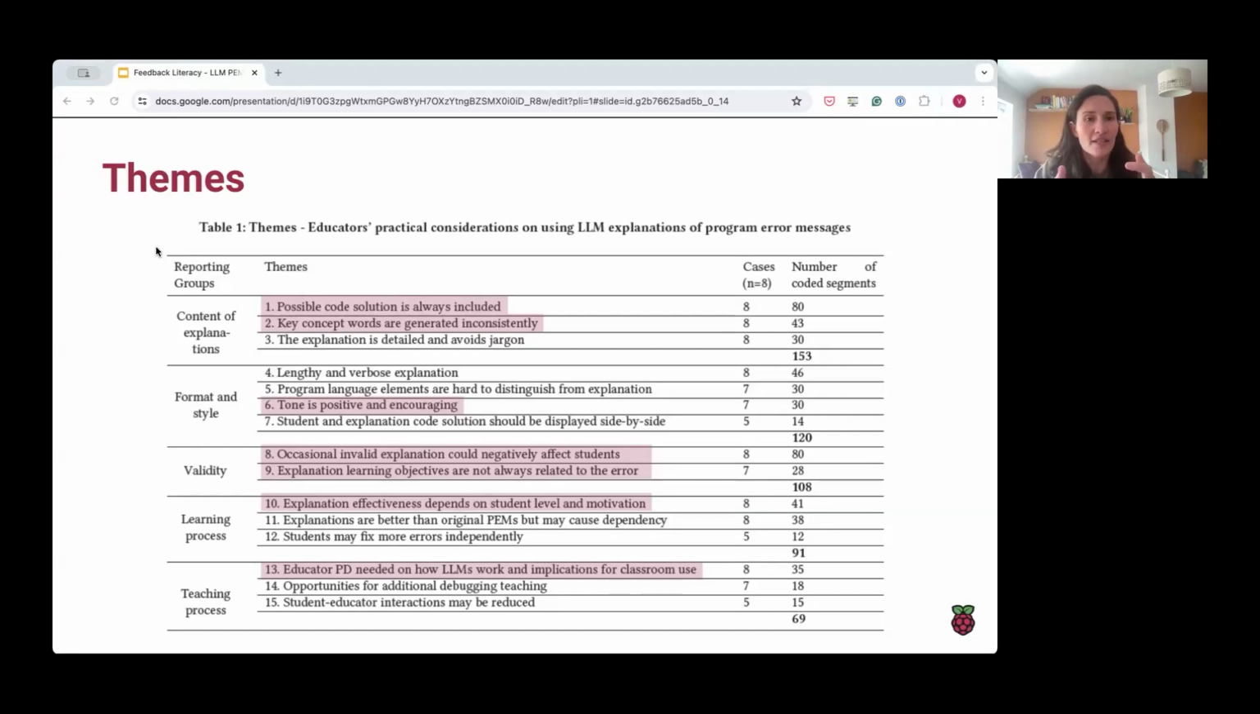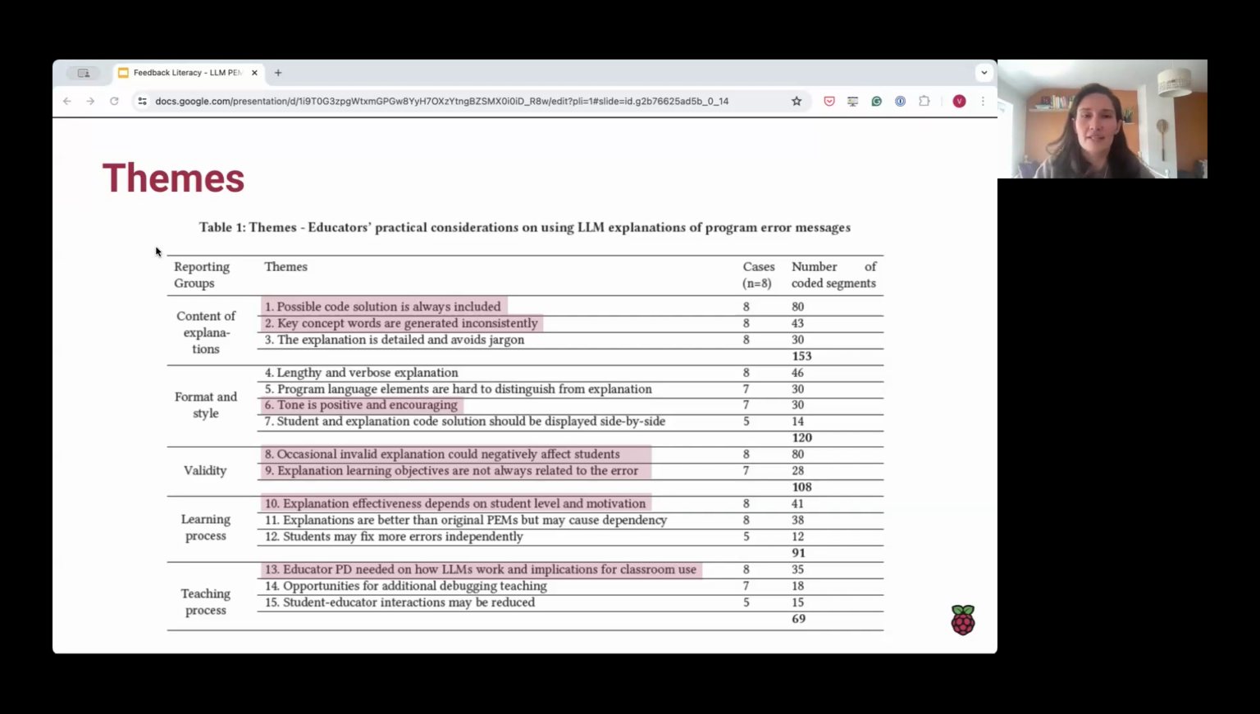Related to the actual content of the explanations, the educators noted how the explanations always included a possible code solution, despite the model not being explicitly prompted to do so. And the educators debated the benefits and risks of that. The educators overall preferred that this code solution is either removed or delayed, rather than immediately shown to students, to deter from copying and pasting without thinking or understanding.